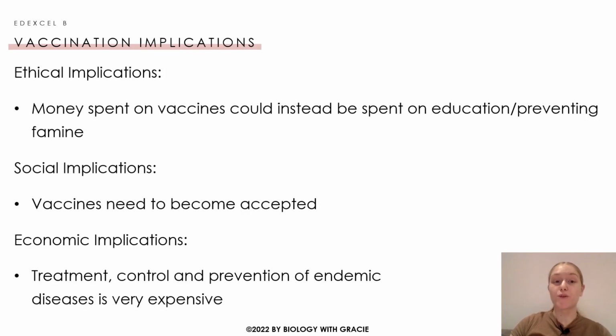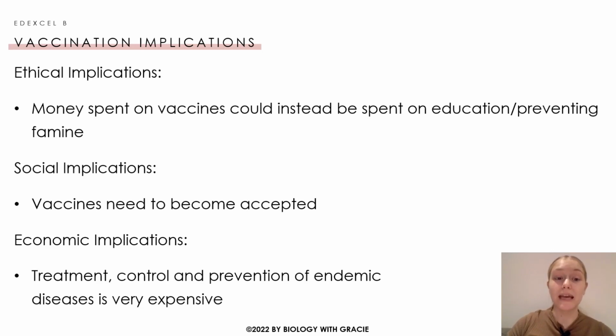So now we're going to talk through some implications of vaccinations. So ethical implications. For example, money spent on vaccines could instead be spent on education or preventing famine. Obviously, we're lucky in this country and in the Western world and in more developed countries that we have good education systems in place, and preventing famine isn't something that we have to think about because we have those food and those resources. We're very lucky to have that. Whereas in some countries, less developed countries, poorer countries, they really have to prioritize specific things and work out what's most important and what they should spend their money on. So unfortunately, sometimes this money has to go elsewhere rather than being spent on vaccines.